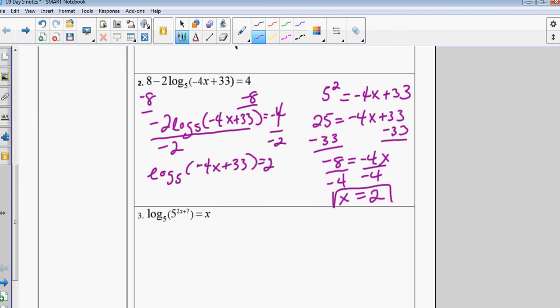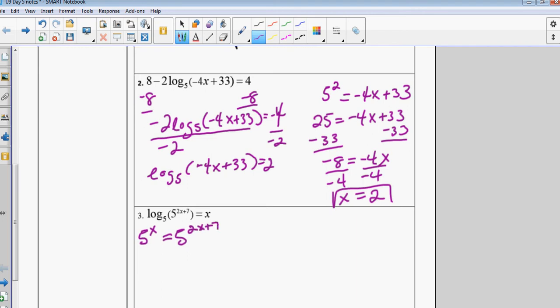Okay, in the next problem it looks a little bit different. We have log base 5 of 5 to the 2x plus 7. So some people will realize right away log base 5 of 5 is going to cancel out and leave you with only the exponent. Some people would prefer to rewrite this as an exponential before they get started. So their base is 5 and the exponent is x. So we have 5 to the x equals 5 to the 2x plus 7.